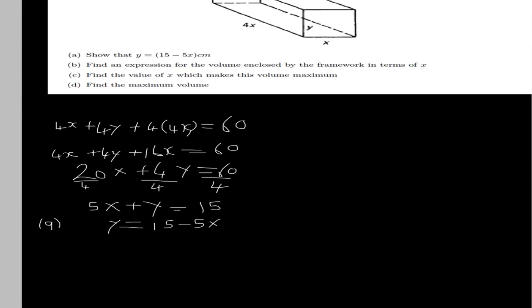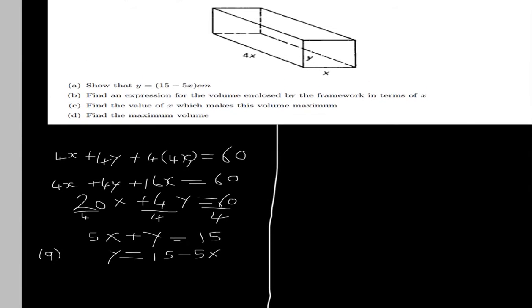B is saying find an expression for the volume enclosed by the framework in terms of x. So first of all, what you need to know here is how to find the volume of this shape, I think this is a cuboid. The volume of this shape is given by length times breadth times height.